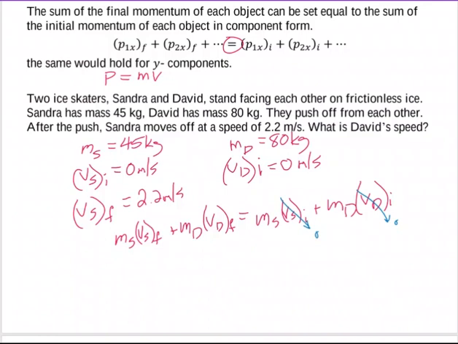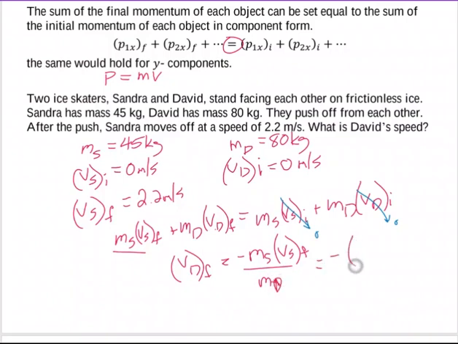So I'm going to solve for David's final velocity here. I'm going to move this term to the other side, and then divide by the mass of David. So I have velocity of David final equals, I moved the mass of Sandra term to the other side, negative mass of Sandra, velocity of Sandra final, divide by mass of David.